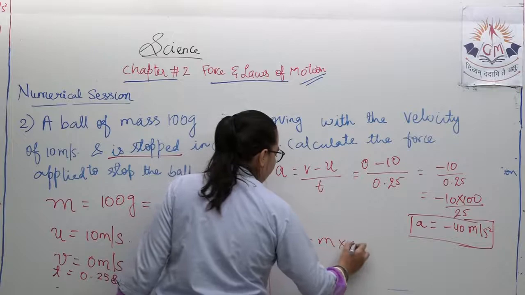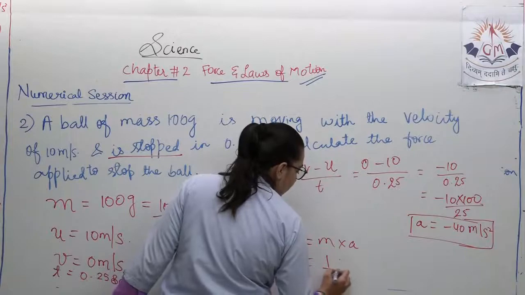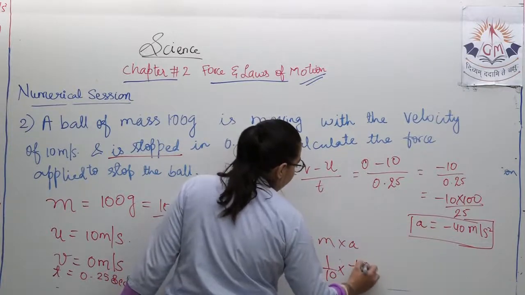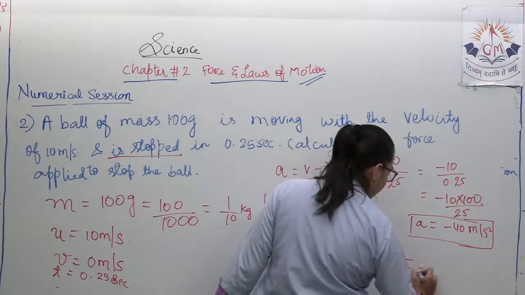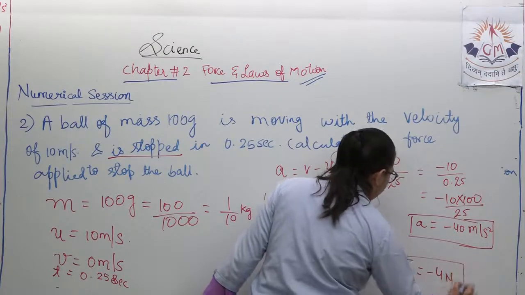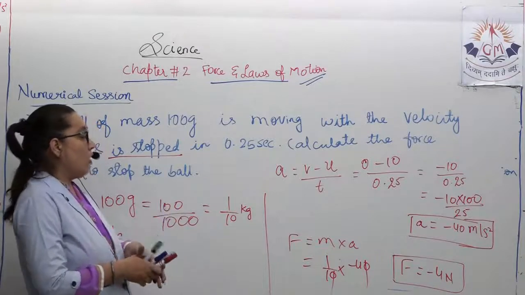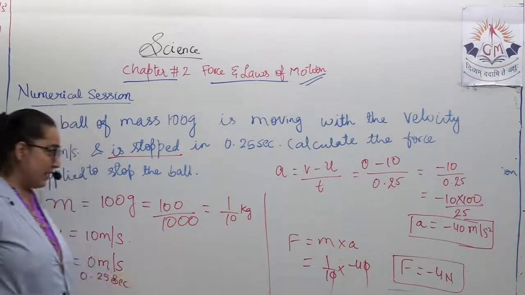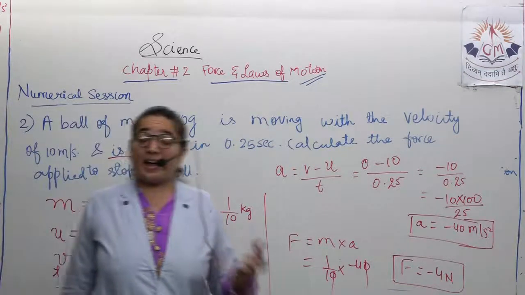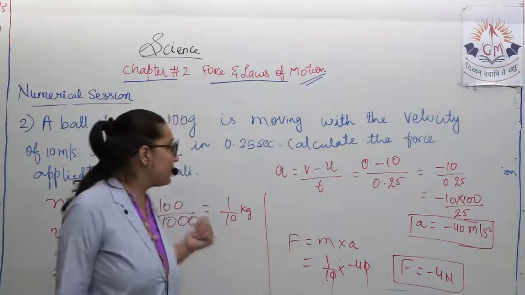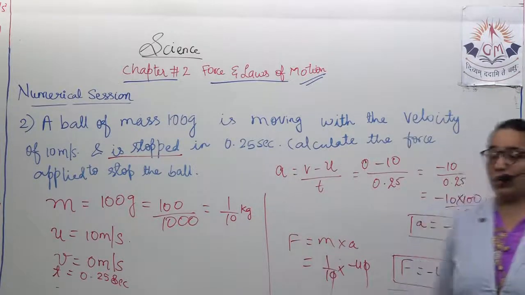Force is mass into acceleration. What is mass given to us? 1 by 10. Acceleration minus 40. The zeros cancel. So what is the force? Minus 4 Newton. Got it? How did we get the force? Force is equal to the product of mass and acceleration. We find the acceleration by the chapter 1 formula, that is acceleration is equal to the change in velocity per unit time. I hope the concept is clear. It's a very easy one. Quickly note it, then we'll do the next sum.